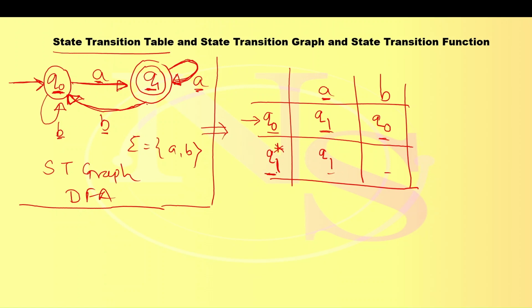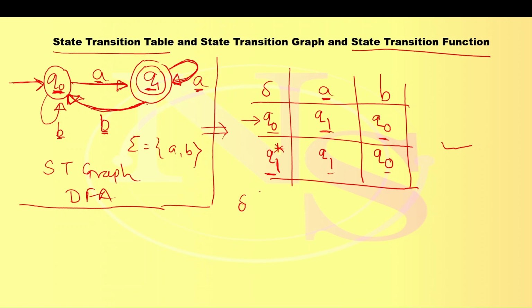How to read this? Q1 reading B, going to where? So check the diagram. Q1 reading symbol B, where is it going? It's going to Q0. And this table is completed now. How to represent this? You can write down delta here. This delta indicates the state transition function. We can also learn that one here, the state transition function.